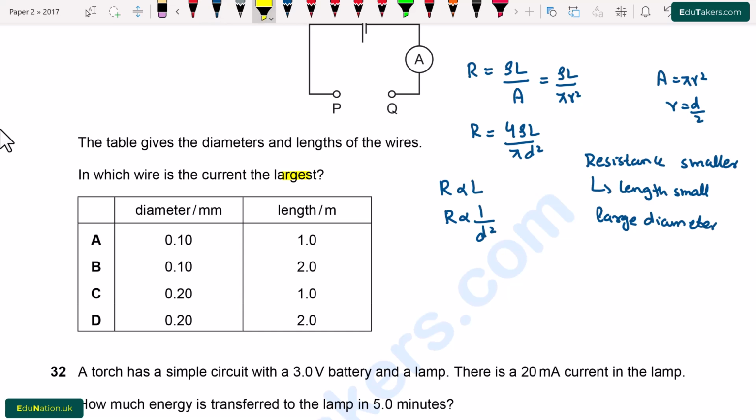Option A: diameter 0.10, length 1.0. B: 0.10, 2.0. C: 0.20, 1.0. D: 0.20, 2.0. So the length is smaller for the A and C options, while the diameter is larger for C and D. It means that length is smaller and diameter is larger for wire C. So option C is correct from here. For wire C, the current is larger because for this wire the resistance is smaller.